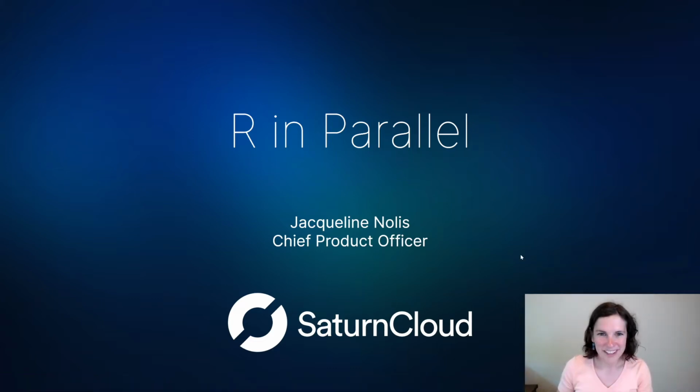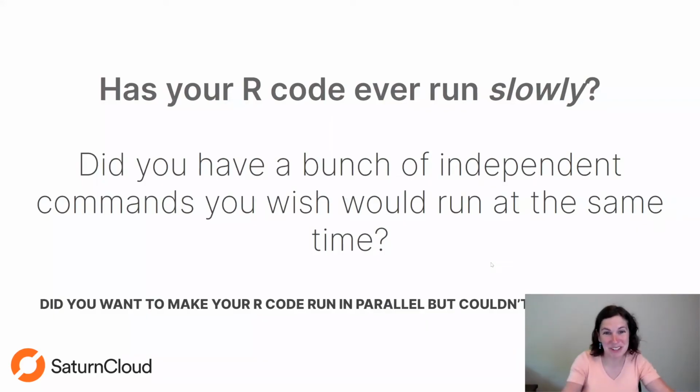So, here's the pitch. Has this ever happened to you? Has your R code ever run slowly? Have you ever had a bunch of independent commands you want to run in R and you wish the two things ran at the same time? Did you ever have a big data set you had to do a big computation on and you wish you could just split it up, because you know it should be able to be split up, but you just don't know how to do it in R? Which is all to ask, did you want to make your R code run in parallel, but you couldn't figure out how?